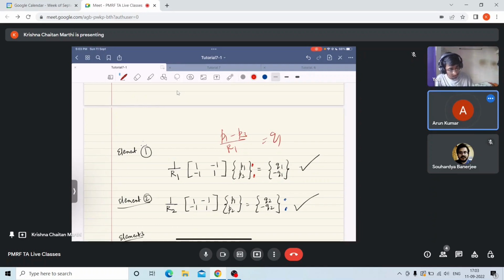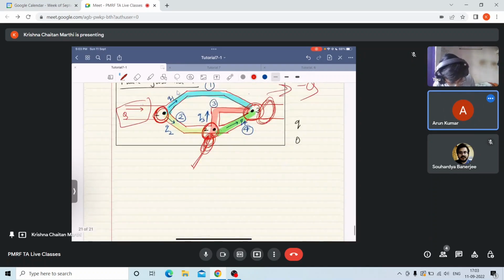So this is P1 minus P3 divided by R1, so this is the Q1, right? Second one is P1 minus P2 divided by R2 is Q2. P2 minus P3 divided by R3 is Q3. P2 minus P3 divided by R4 is Q4. So for each element, this is my characteristic equation.